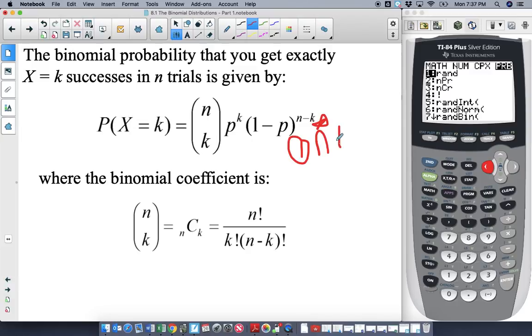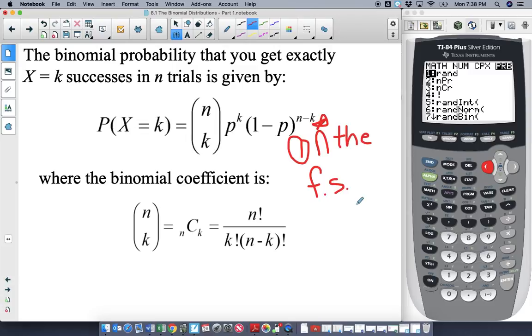Sorry, I'm trying to write with my finger. I'm going to say just FS, because it's hard for me to write with my hand. Okay, on the formula sheet. That formula is on the formula sheet.